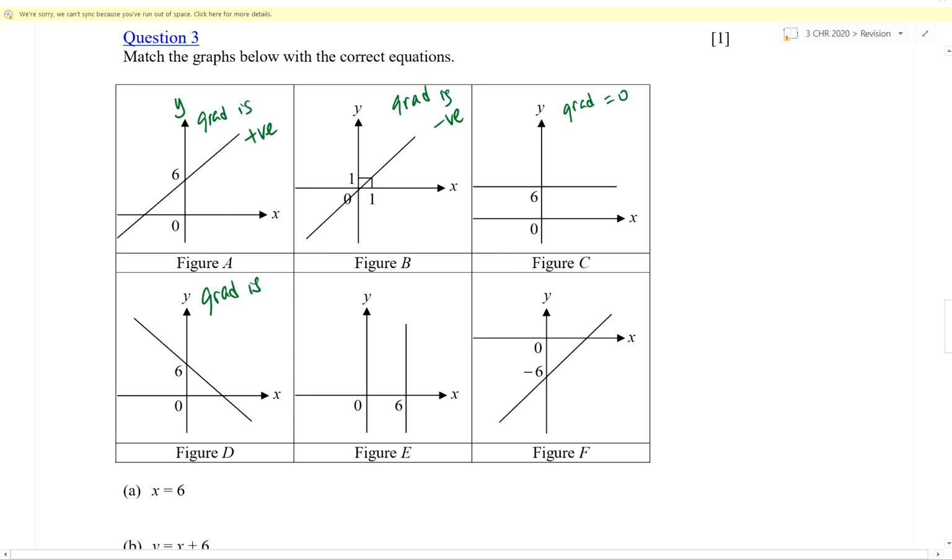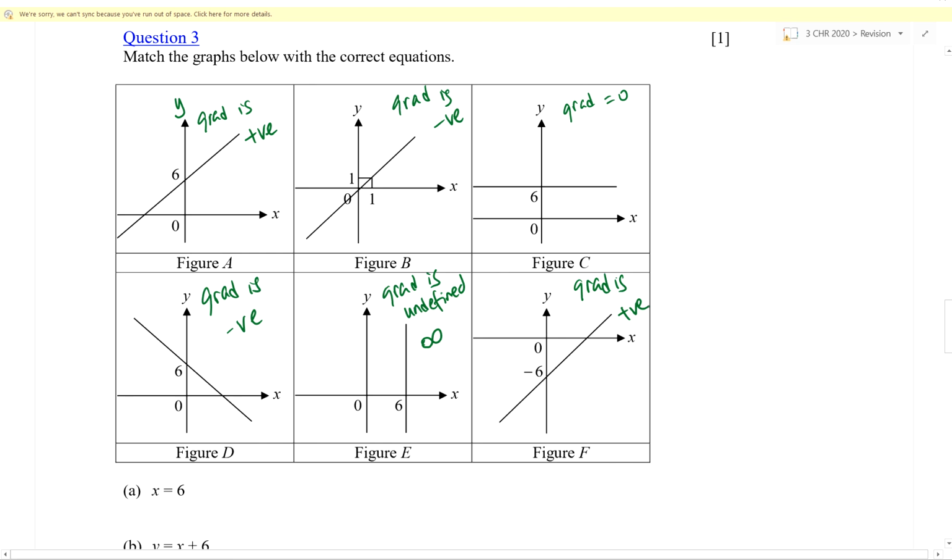Now for figure D, gradient is positive, negative, or 0? You see it's sloping down, so negative. Here, gradient, wow. This is super steep, right? Very, very steep. Gradient is undefined. It is another way of saying it is infinite. Gradient is infinite. Very, very big number. So big that we cannot imagine what this number is. And over at figure F, gradient is positive. It is sloping up.